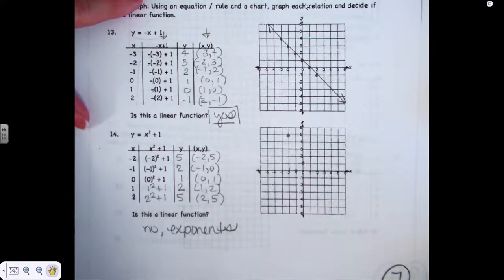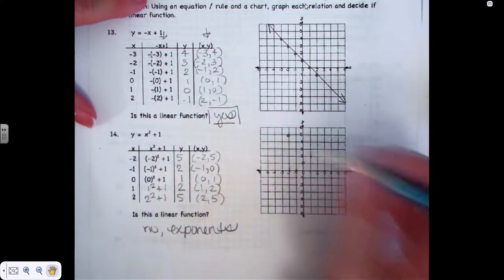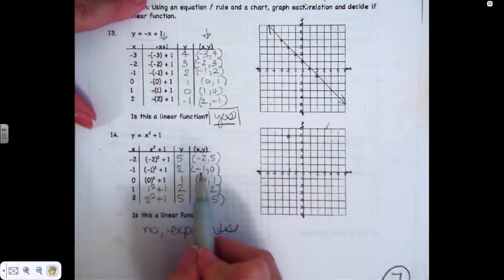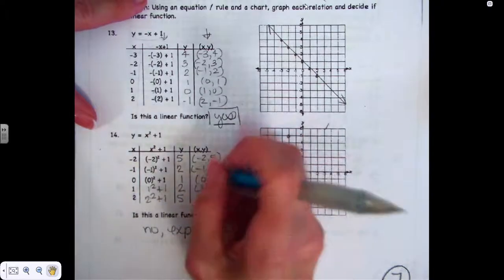Something's not right. Oh, I made a mistake right here. See? Right off the bat, I'm looking at this saying, okay, this looks funny. And I know because I know what it should look like. So I'm going to go back and fix this, because I made a mistake right here. It should be -1, 2.